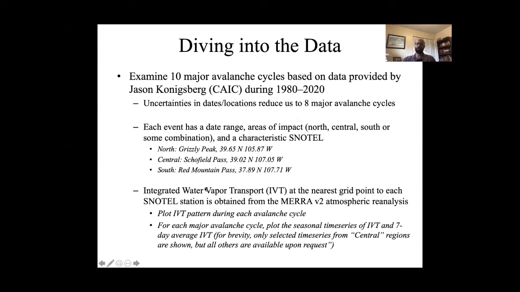We also are going to take integrated water vapor transport, or IVT, data at the nearest grid point to each of these SNOTEL stations from the MERRA version 2 atmospheric reanalysis. What this enables us to do is to plot the IVT pattern during each avalanche cycle. We're going to just do that using a website. And then based on this IVT data, for every major avalanche cycle, plot the seasonal time series of IVT and the 7-day average of IVT for the central region. Only for the central region, just for brevity, but the other regions, south and north, are available upon request. So we'll go through both of those analyses.